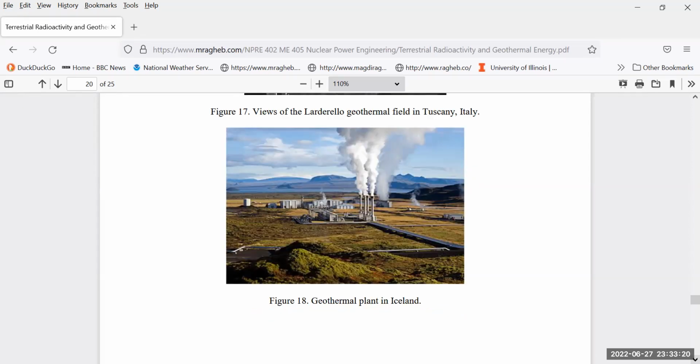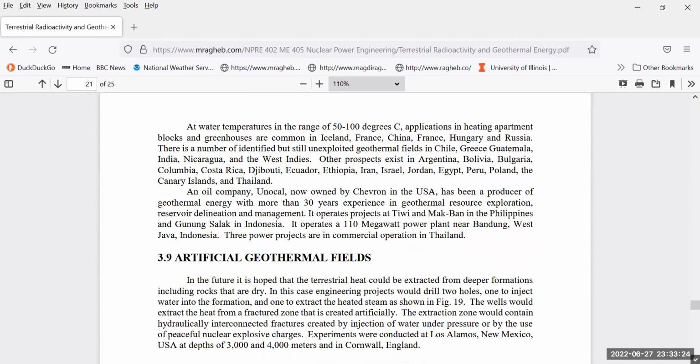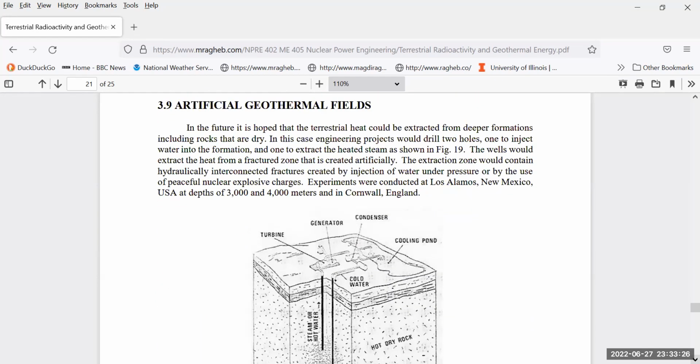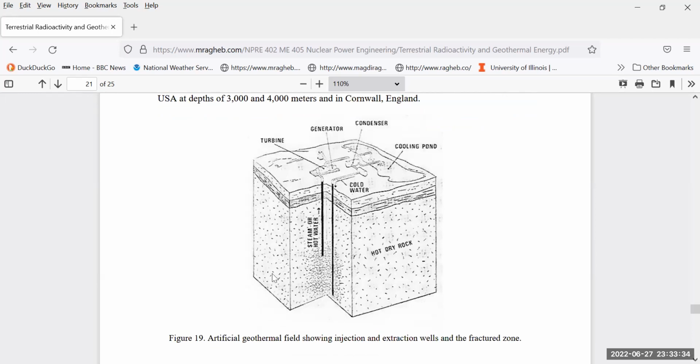So that's radioactivity, in fact, and we have to be aware of it in general. Some people have thought about producing artificial geothermal fields. And in that case, peaceful nuclear explosions have been suggested. So you would explode a nuclear device underground. You would produce a cavity first.